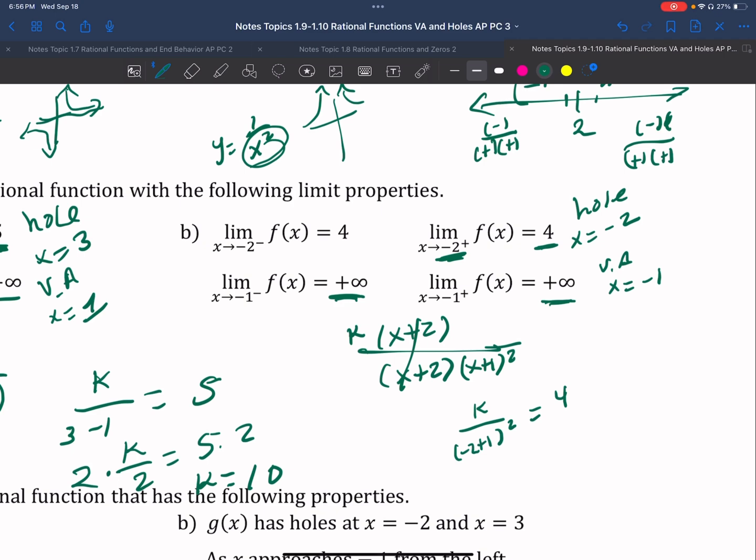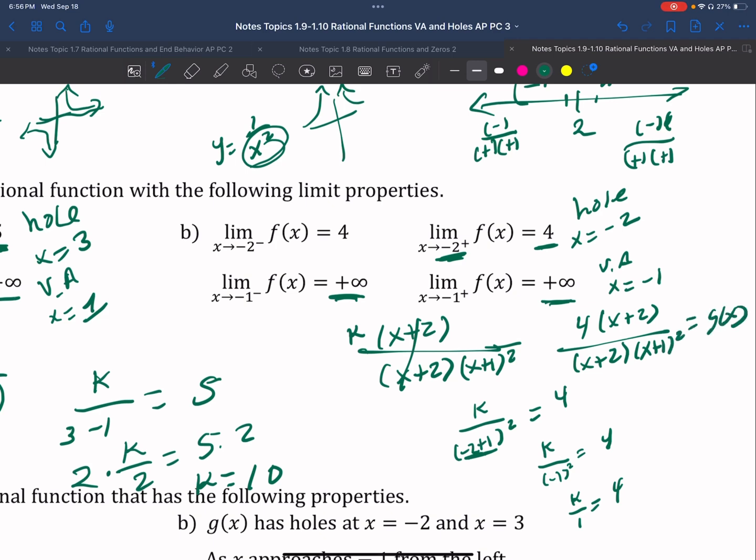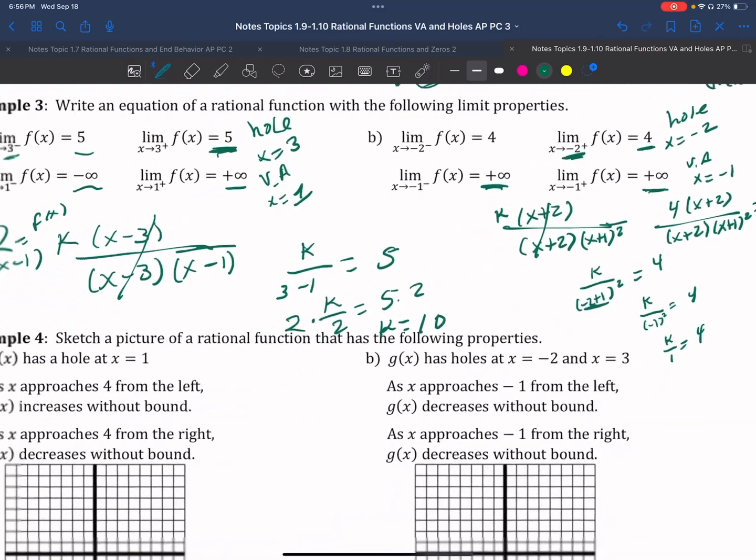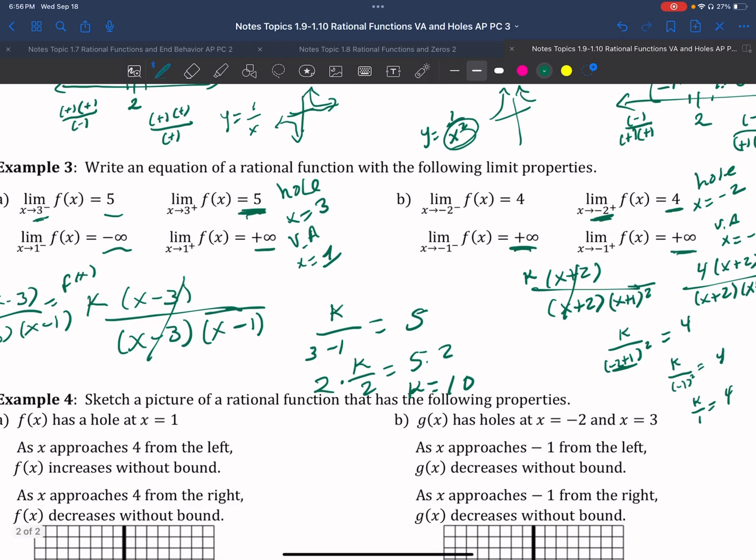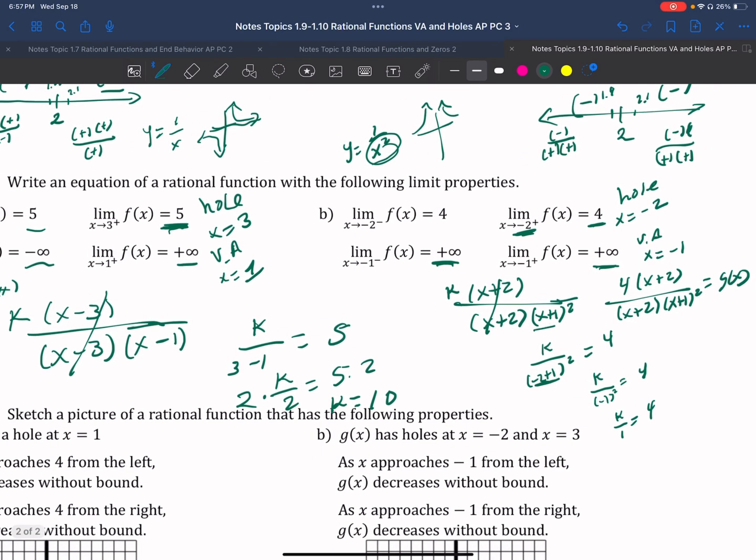So in this case, this is going to be k over -1 plus 1, which is -1. And then I'm going to square it and say it's equal to 4. So k over 1 is equal to 4, or just k equals 4. After that, I'm going to put it together and say 4 times x plus 2 over x plus 2 times x plus 1 quantity squared equal to g of x. Hopefully that makes sense. I know this is kind of a lot to remember, but just remember the parent functions, and then that should help you with knowing if it's going to be a squared or just a single linear factor.